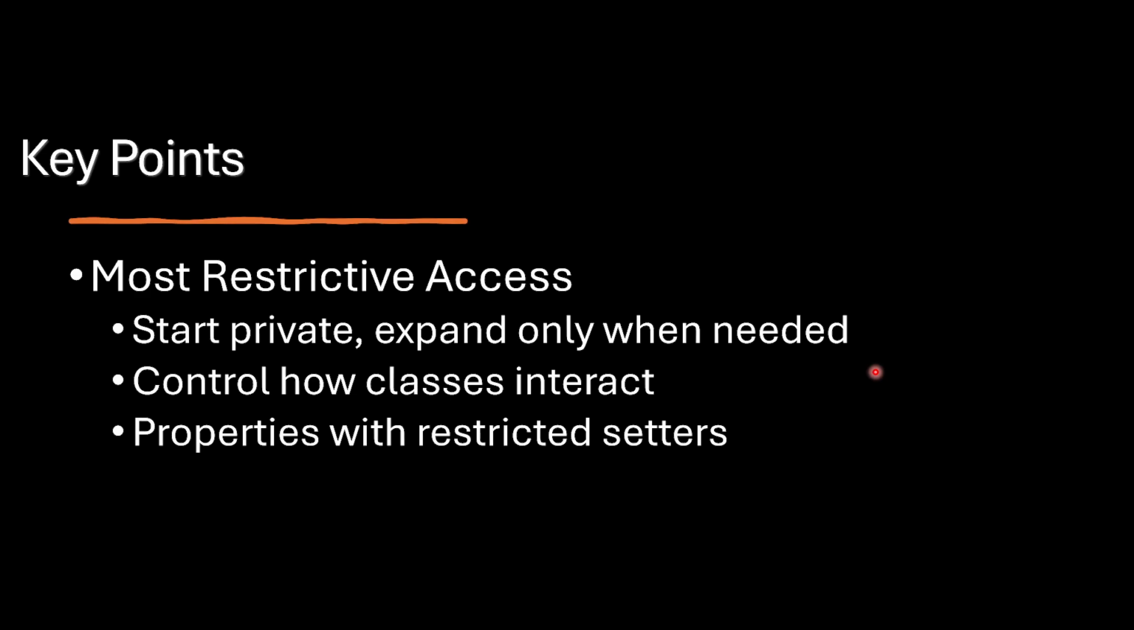Anyway, on the most restrictive access principle, that's our guardrail. In C#, we do this primarily through properties with controlled access to their setters. Start with the most restrictive access possible and only open it up when there's a clear need. So you can think of this as sharing information on a need-to-know basis.